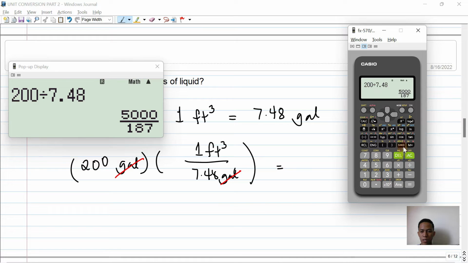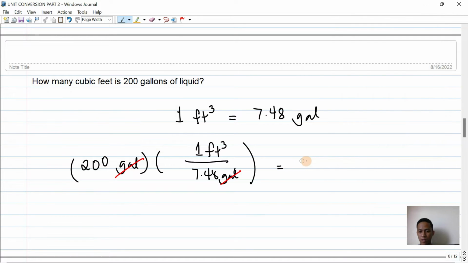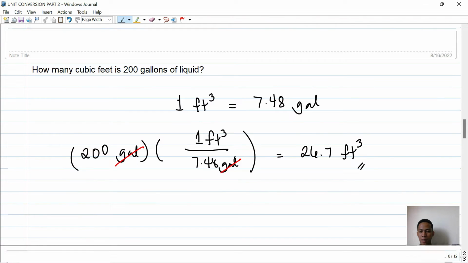Okay, so what does that give us? We have here 26.74. Okay, so 26.7, that is cubic feet. So that's your final answer for this problem. Okay, so let's proceed guys to our next problem.